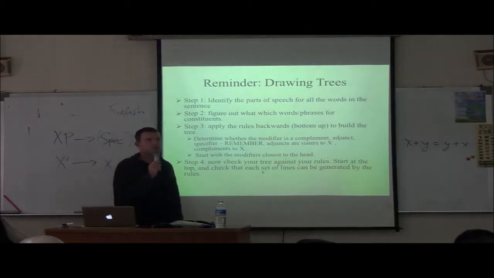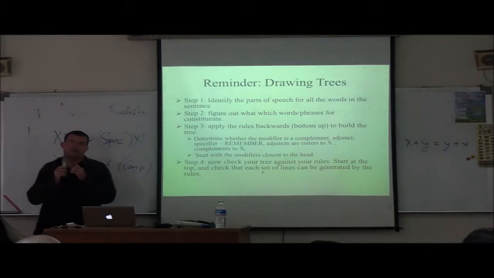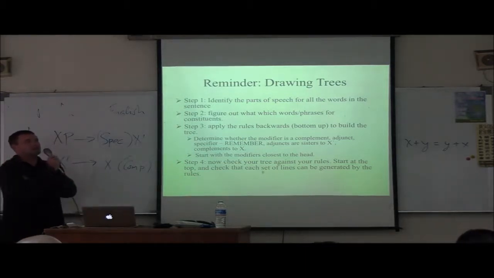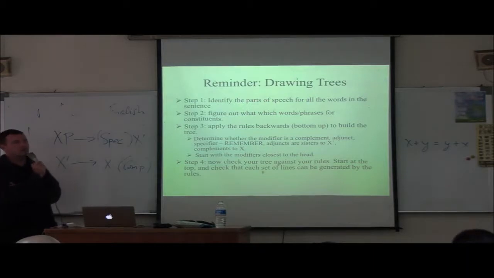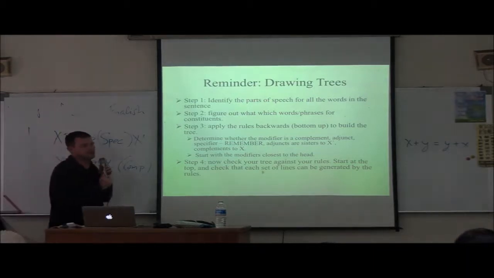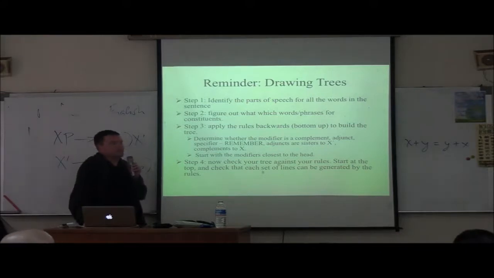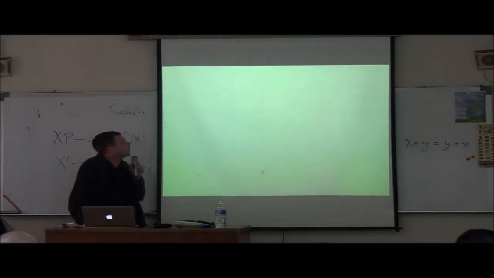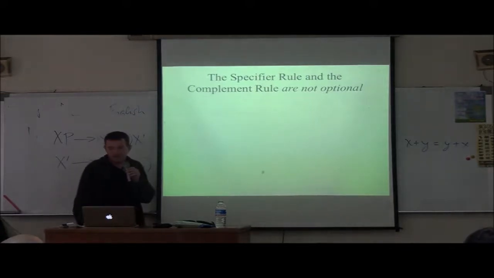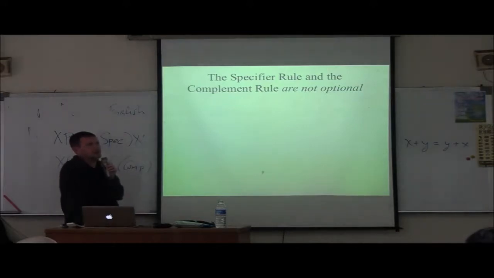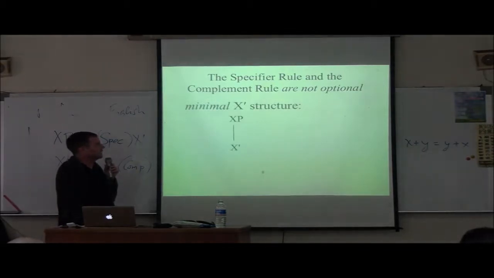Count. Do I have an N for every NP in my tree? Exactly one. If not, something must have gone wrong. Is the number of X bars in each tree equal to the number of adjuncts in that tree plus one? It should be. If it's less than that, something went wrong. The specifier rule and the complement rule will always apply. Even if you don't have a complement, you're still going to have a head. So the minimal X bar structure for any phrase will now look like this.